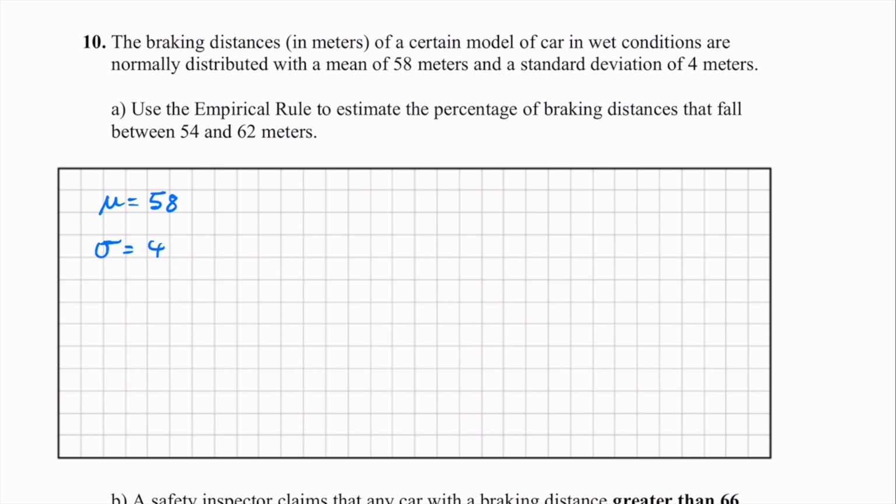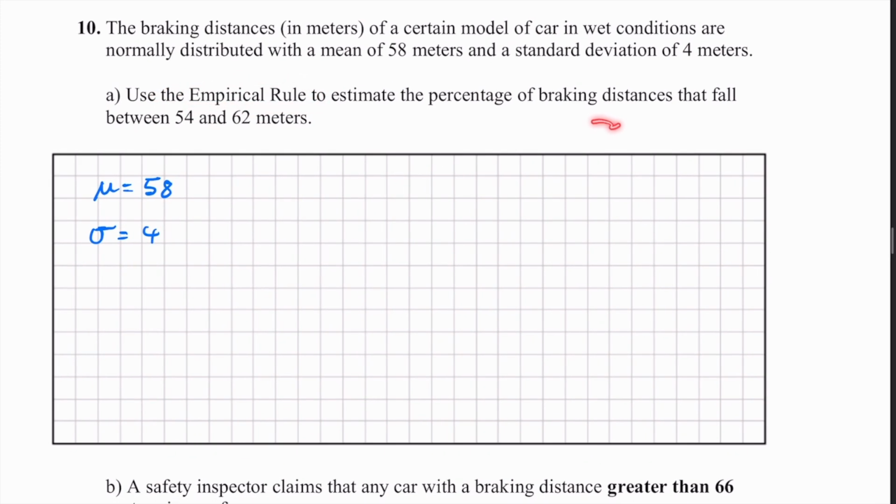Now we're going to use the empirical rule to estimate braking distances that fall between 54 and 62. That's the first thing. So we'll sketch out a bell curve like we usually do. Oh, it's a bit of an error, but we'll do it again. Okay, so directly in the middle here is the mean, and that's 58. One standard deviation from that, we're going to add on 4, the standard deviation is 4, 62. Add on another standard deviation, 66, and a third and final standard deviation, 70, adding on 4 each time.